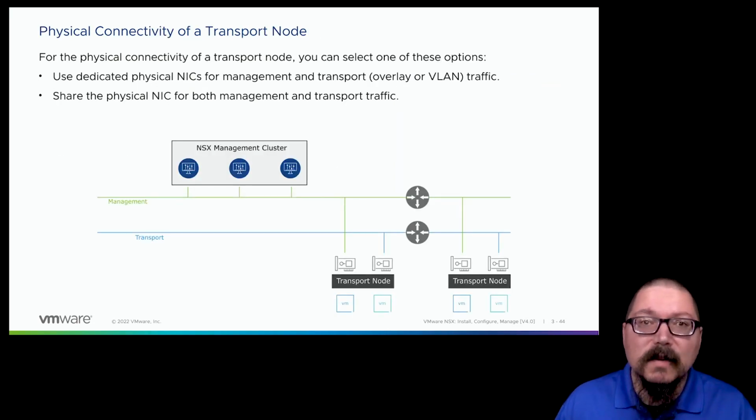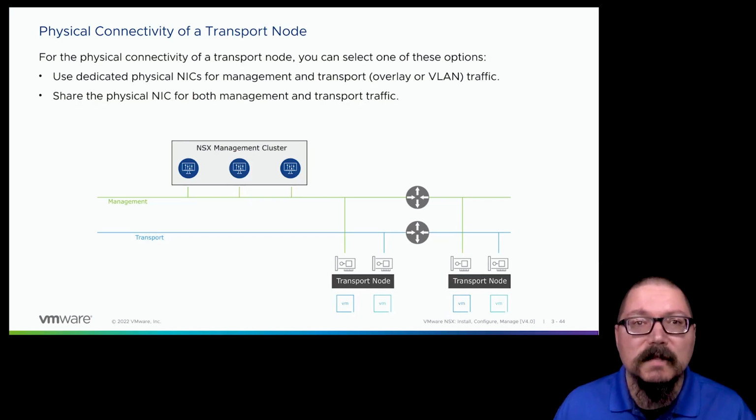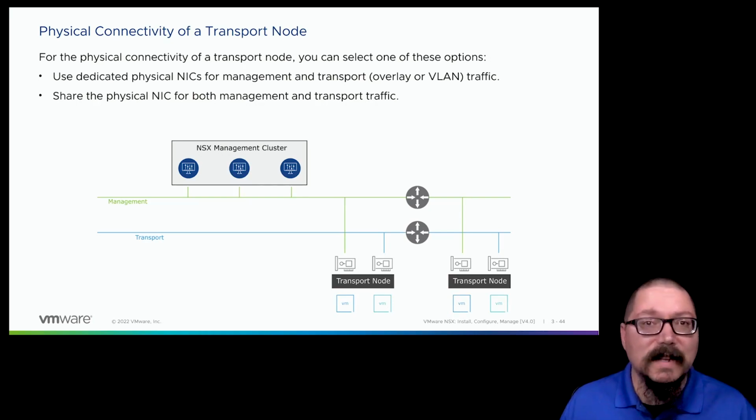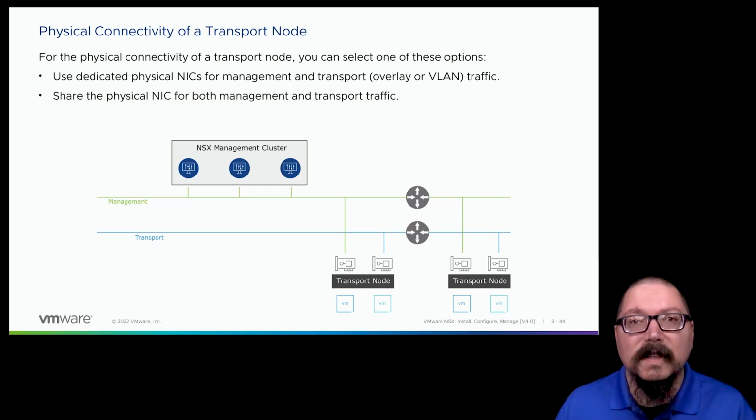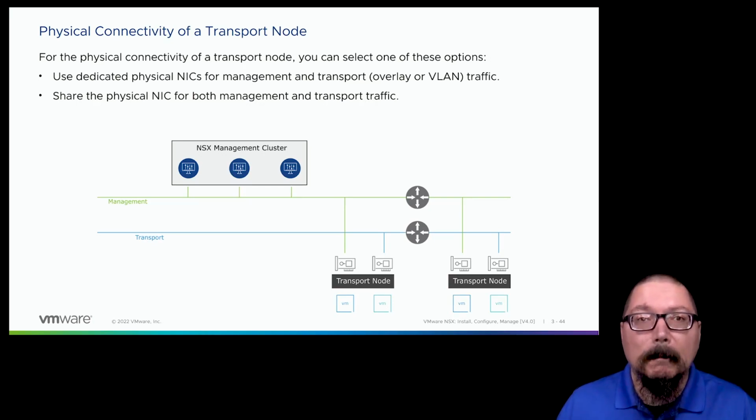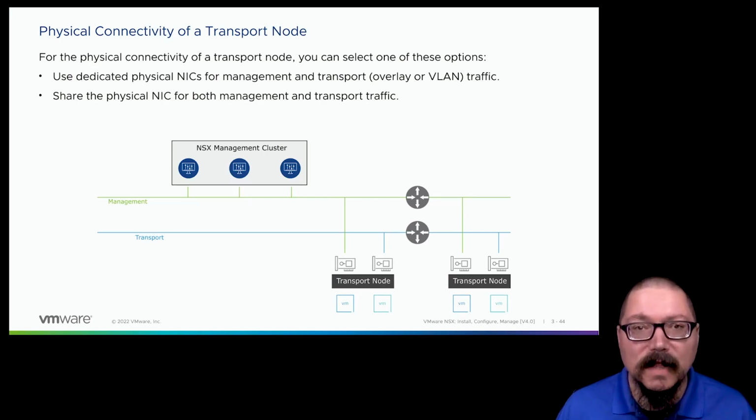Now, a transport node needs connectivity to two types of networks. One is the management network. The other is what we term the transport networks. Now, in the context of NSX, that often means a VLAN that we're going to use to carry our overlay traffic. But the transport network could also mean the different VLANs that my virtual machines live on right now. There are a lot of options that we may want to look at here. There's a lot of flexibility.